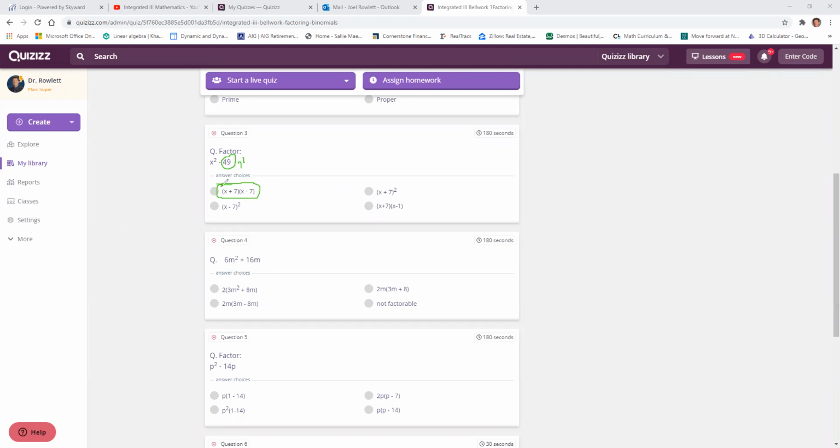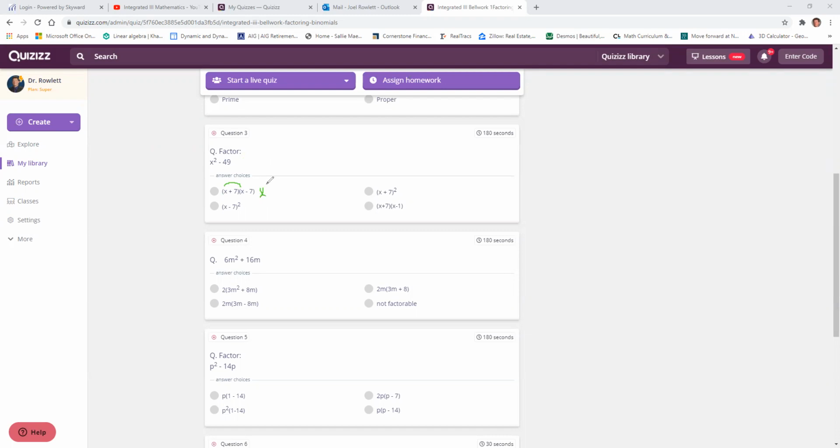Is it possible to check? Could we multiply x plus 7 times x minus 7? Absolutely. We could FOIL this to check. Let's do that. If I multiply x times x, those are my first terms, that gives me x squared.